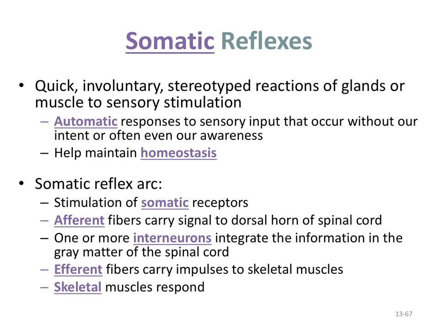From the somatic receptor, we go through afferent fibers, which carry the signal to the dorsal horn of the spinal cord. In the gray matter of the spinal cord, one or more interneurons integrate the information and send a response. The response is sent on efferent motor fibers that carry impulses to the skeletal muscles. The skeletal muscles then respond and cause the body to do something.